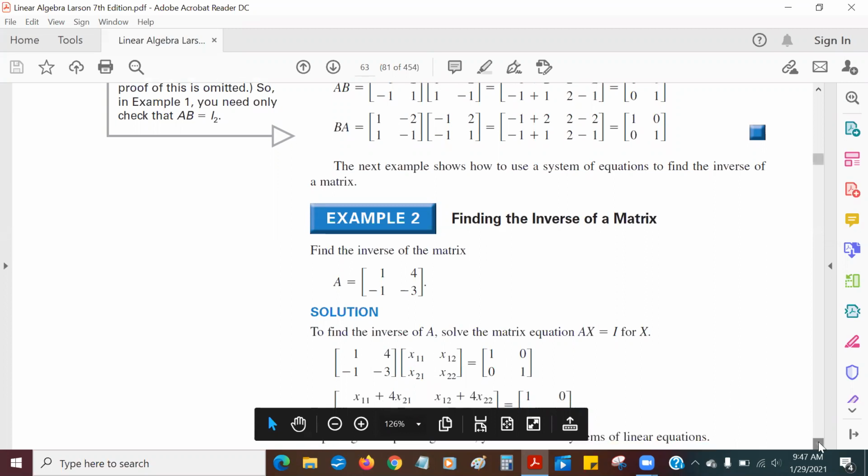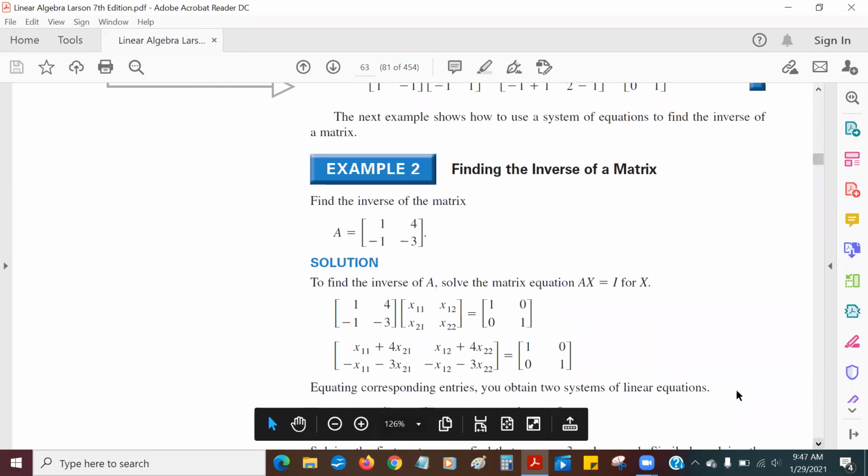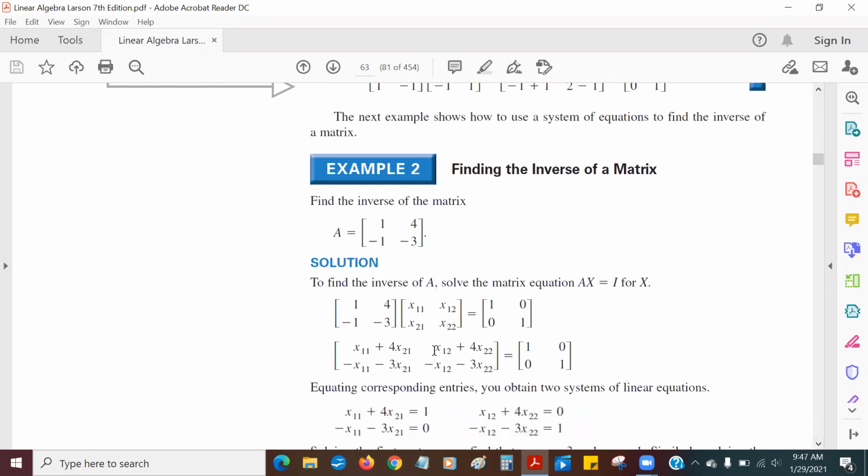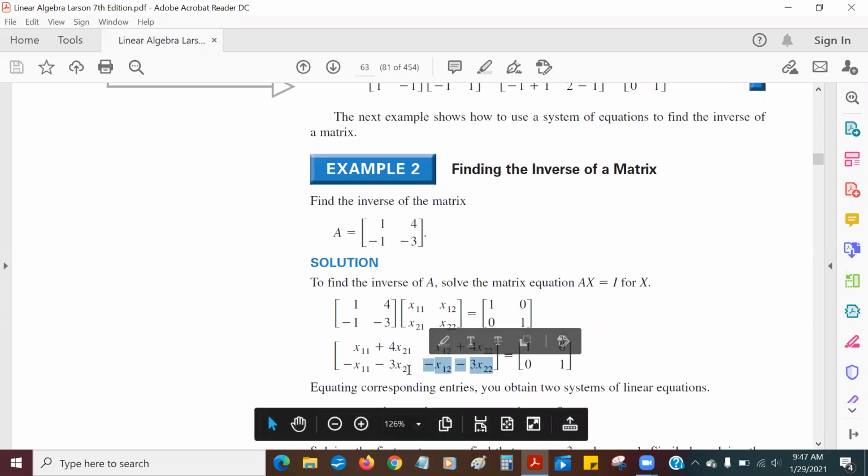And that means when I do the matrix multiplication, I get x11 plus 4 x21, and over here, this is all one. This here is just one entry in the matrix. There are 4 entries. It's a 2 by 2 matrix. This is the next entry, that's another one down there, and that's another entry right there. And I know that it has to equal the identity.